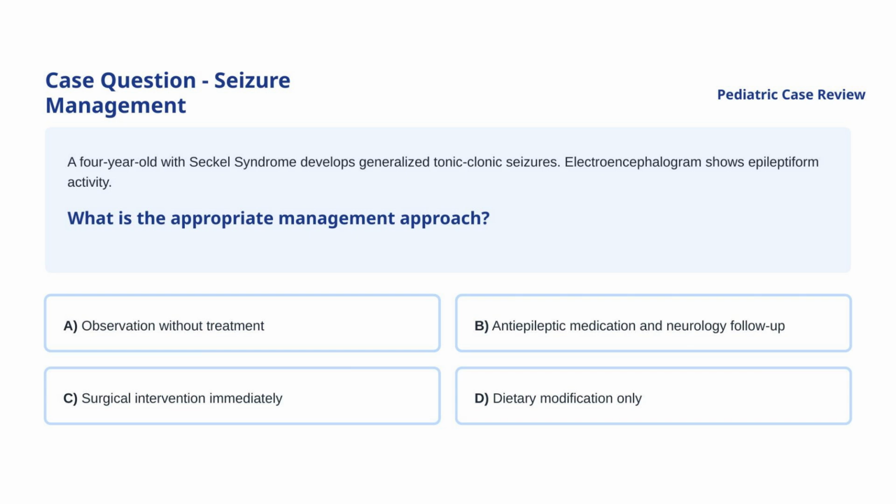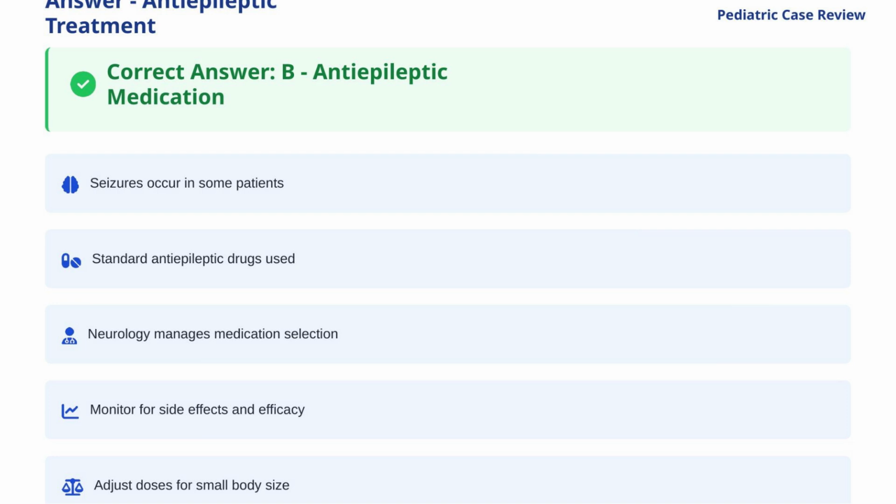Case 22. A 4-year-old with Seckel syndrome develops generalized tonic-clonic seizures. Electroencephalogram shows epileptiform activity. What is the appropriate management approach? Option A, observation without treatment. Option B, antiepileptic medication and neurology follow-up. Option C, surgical intervention immediately. Option D, dietary modification only. The correct answer is B, seizures occur in some Seckel syndrome patients due to structural brain abnormalities.